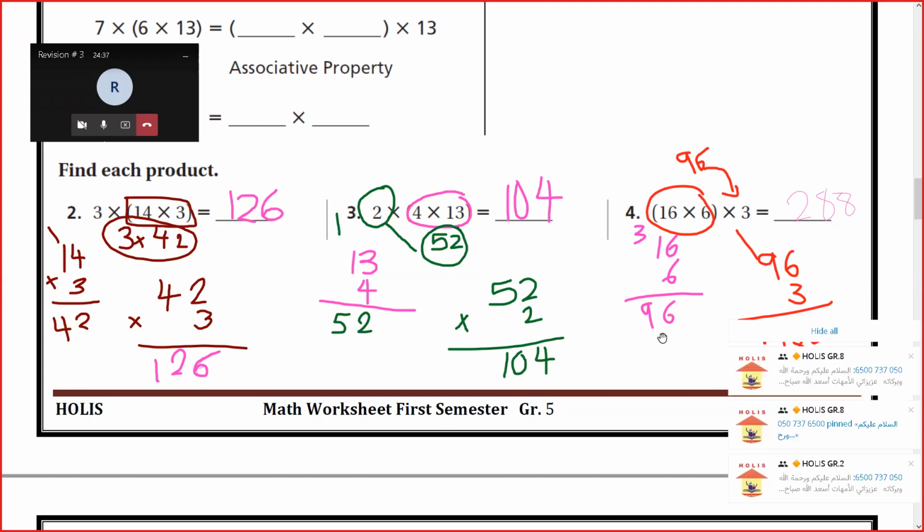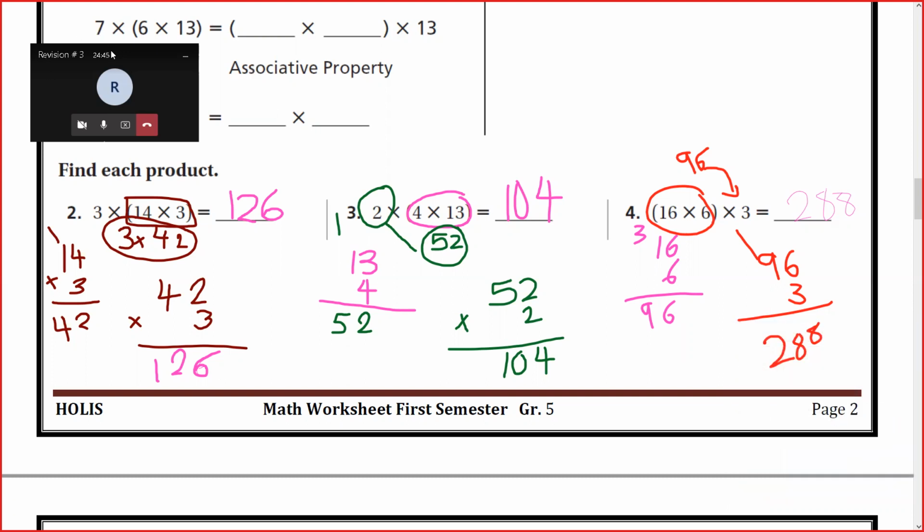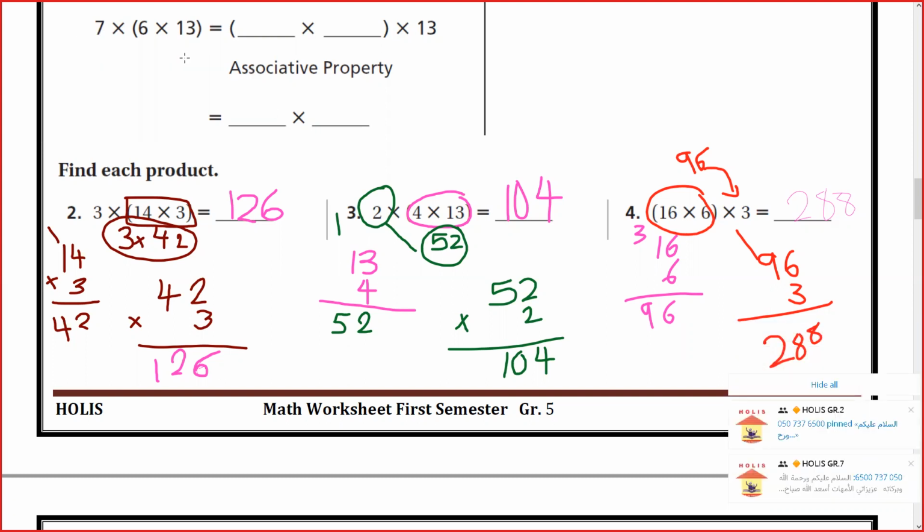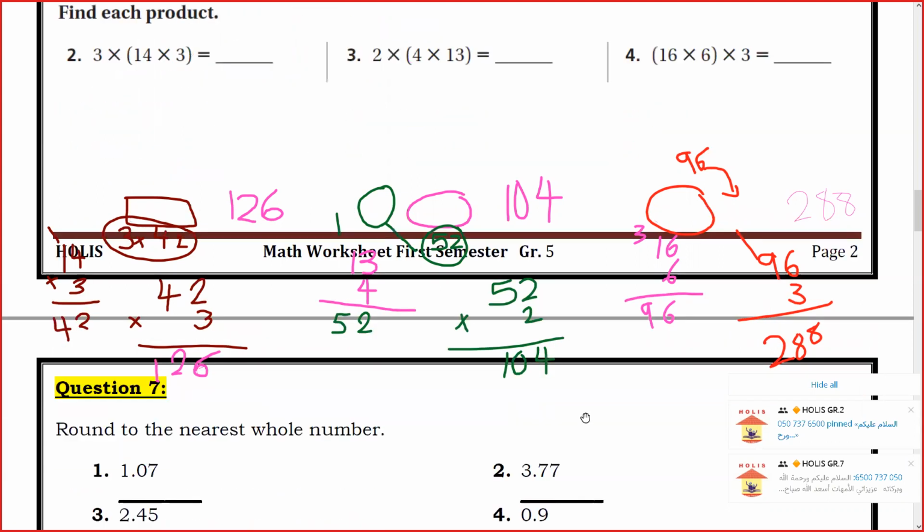So, Miss, when you have two numbers in brackets, for example, 14 multiplied by 3, you multiply them together, and the number that you get, you multiply by the third number. Yes, that's it. Okay. Let's go now to question number 7.